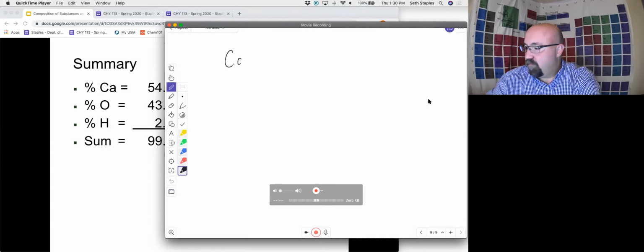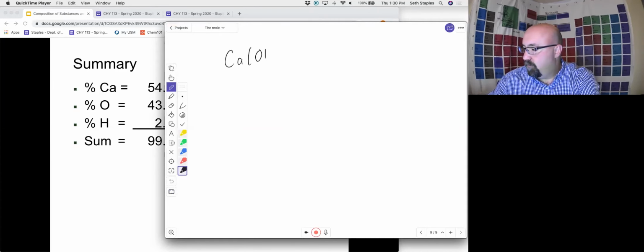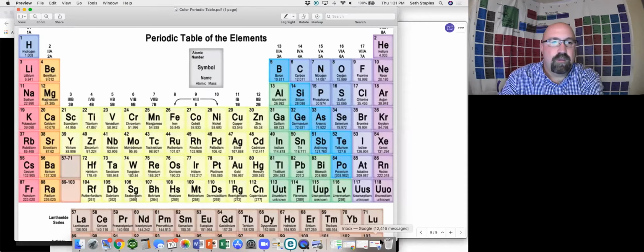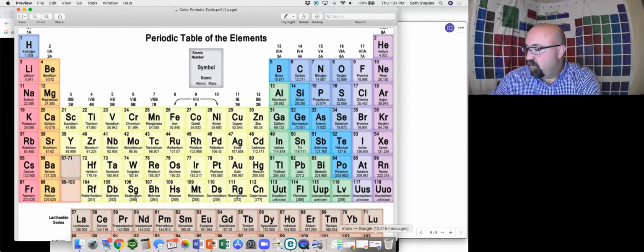So here's our chemical formula, CaOH2. Let's calculate the molar mass of CaOH2 in one of the ways that I showed you. Our calcium, we have 1 calcium atom in there. And the molar mass of calcium, let's pull up our periodic table. Our molar mass of calcium is 40.078.